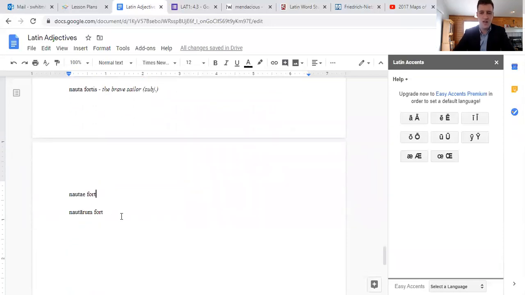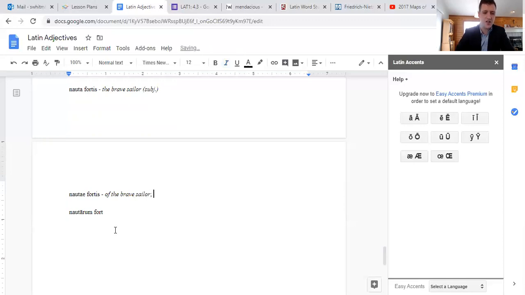Okay, here's a tricky one. So we have nautae. Let's think of what that ending in the first declension could be. Genitive singular masculine, could be dative singular masculine, could be nominative plural masculine. All are possibilities. Now we're going to need to cover all those with forms of this adjective. So let's do genitive singular masculine first. So what's the genitive singular ending in the third declension? It's is. So nautae fortis, if we're taking it as a genitive singular, means of the brave sailor.